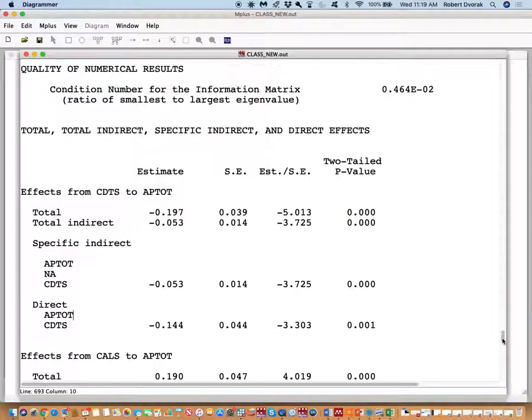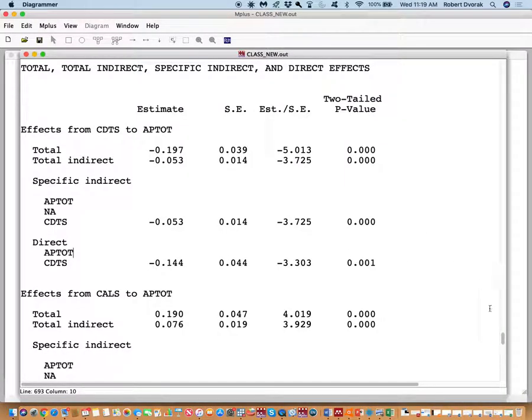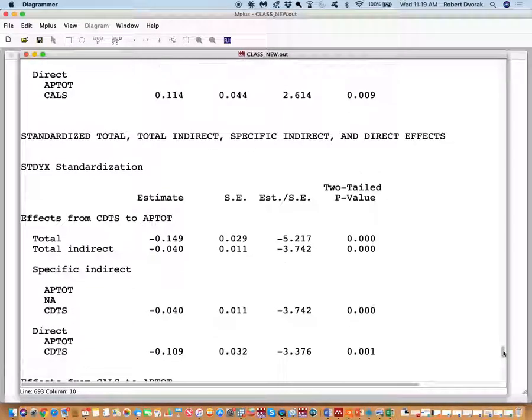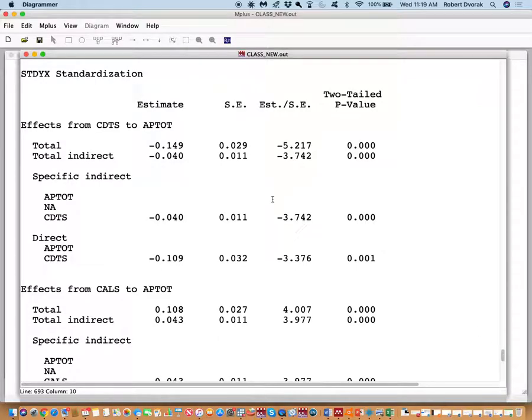And each one of these, actually, if we scroll down for indirect or for these effects, we actually get an estimate, right? This is a standardized estimate, which can be thought of as what? What is roughly an R squared, right?